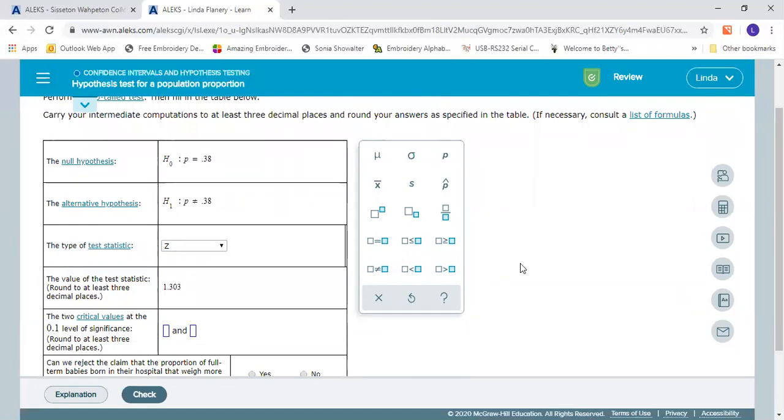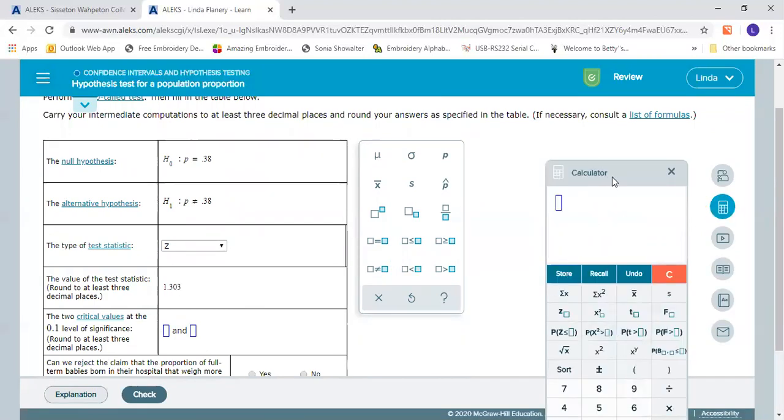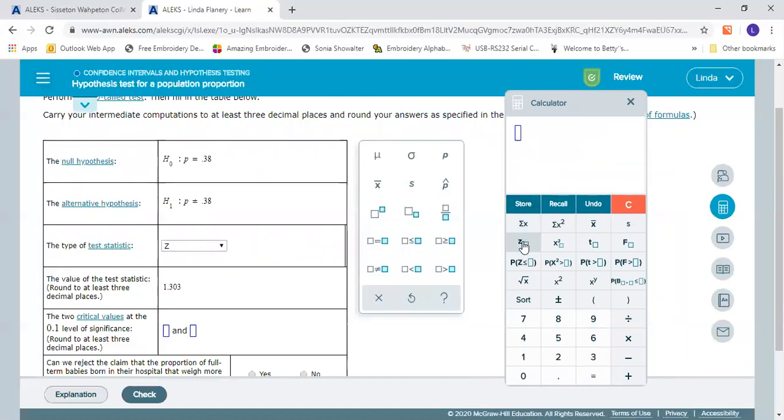Critical value, this is a two-tailed test. Since I'm doing a two-tailed test, I am going to use my calculator here again, and you can do either plus or minus, but I'm going to do the positive, z sub. Since it's a two-tailed test, I have to take that critical value and divide it by 2. So I'm just going to use 0.01 divided by 2. That gives me my positive critical value, which is 1.645. That means that my negative critical value is going to be negative 1.645.